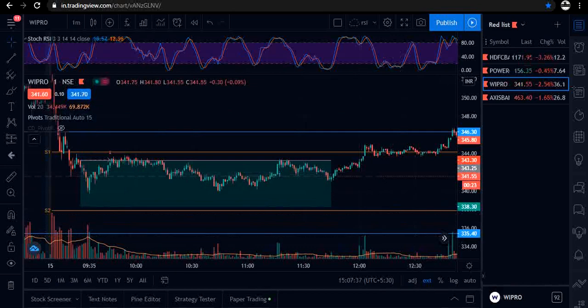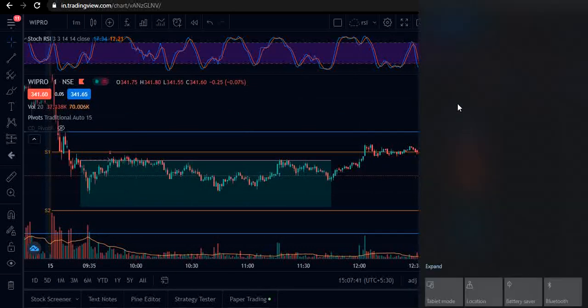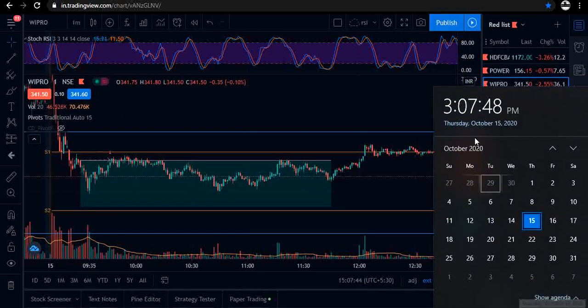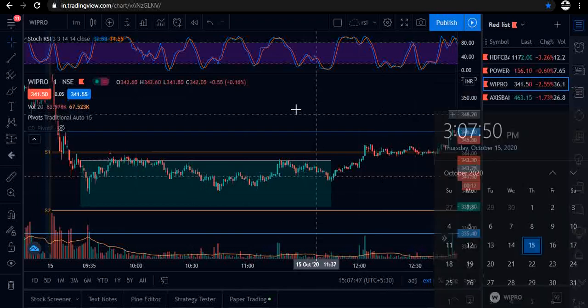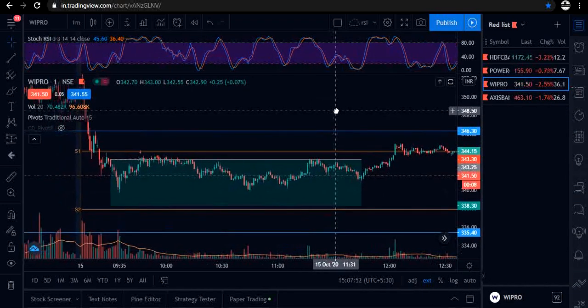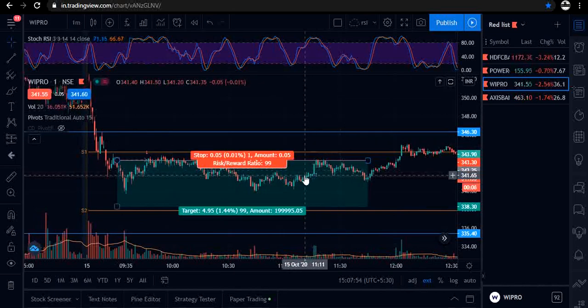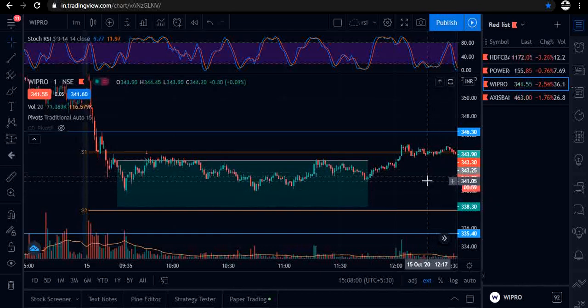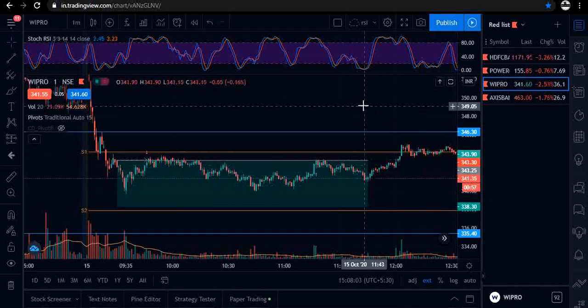So traders, let me first show you time. So it's now 3:07 p.m. and the market is now closing, and here you can see in our equity trade our stop loss, which was at the cost price, got triggered. So here we didn't book any profit or loss.